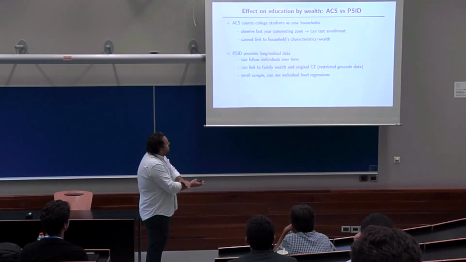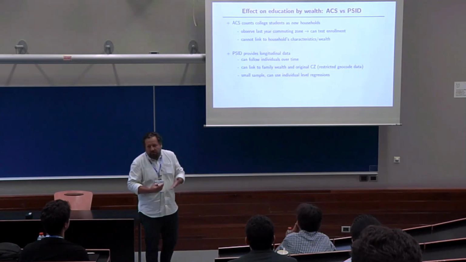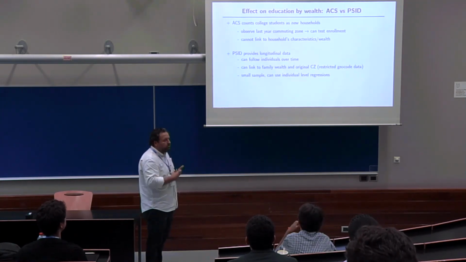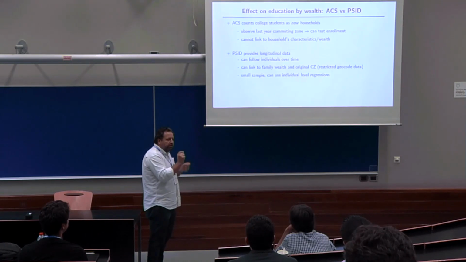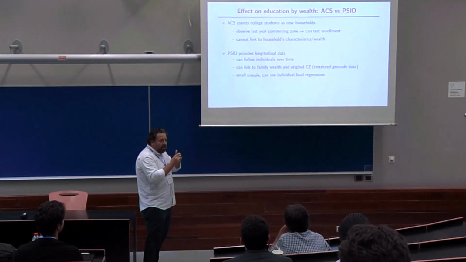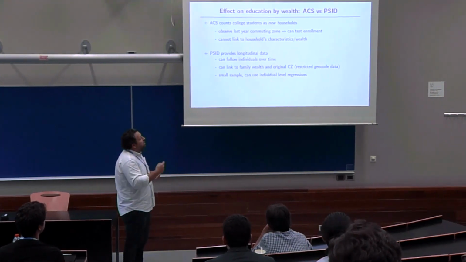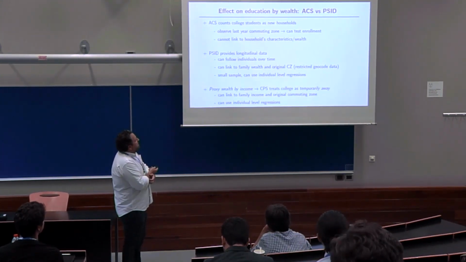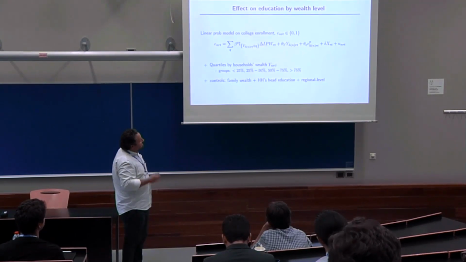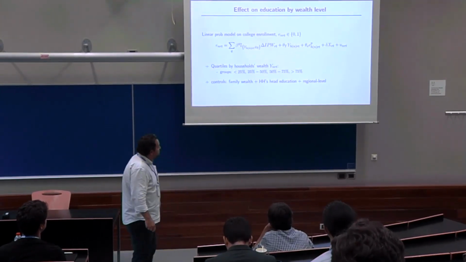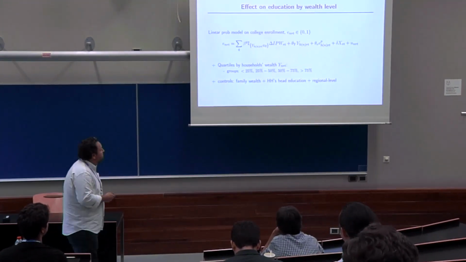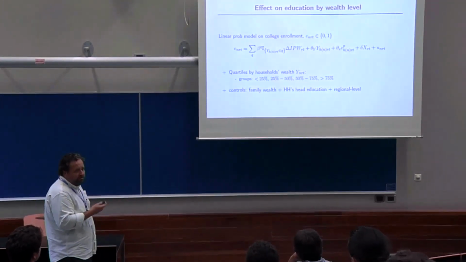Now, when we go to the PSID data, as I mentioned before, the nice thing is that we can follow high school graduates, and we will look exactly only at those students who graduate from high school, to see if the shock has an effect on their college decision. And so this is the equation that we're going to estimate. Basically, we're going to have individual level data, so we're going to have a linear probability model, very simple.